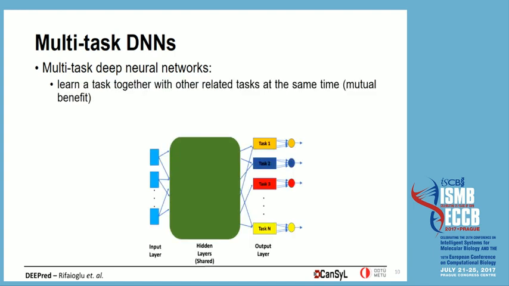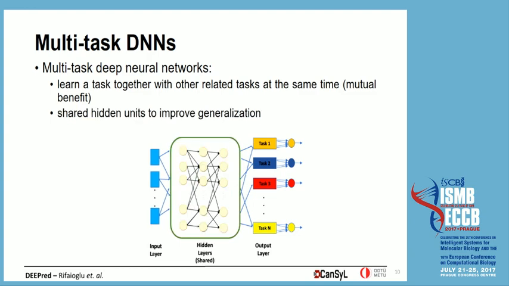Multitask deep neural networks are specialized neural networks where the aim is to learn a task together with other related tasks. So these algorithms learn tasks with the aim of mutual benefit. Multitask deep neural networks have three main layers, which are an input layer, shared hidden layers, and finally an output layer for each task.